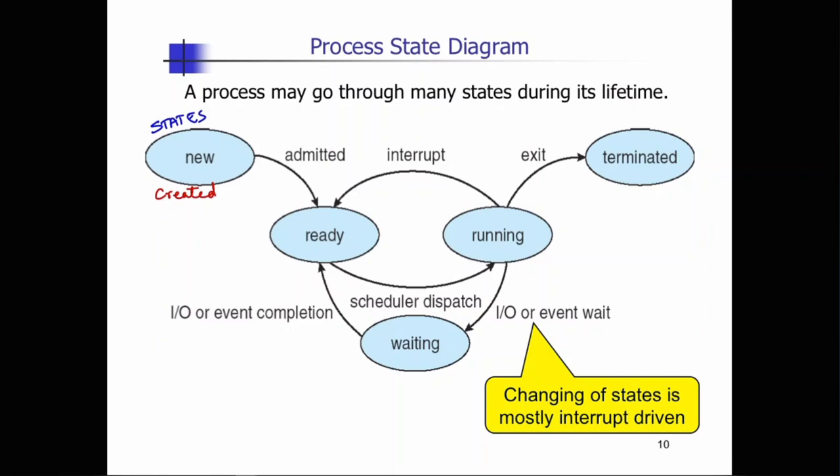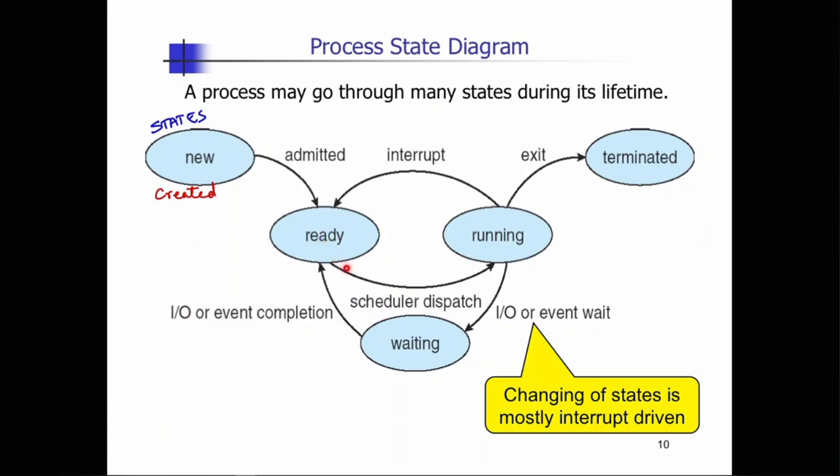Then once it is created, we would need a processor to be able to start executing that process. So we admit it to a new state called ready, where it is going to wait for a processor to start working on it. So that's the ready state. Ready state is when the process is ready for a processor to start execution.